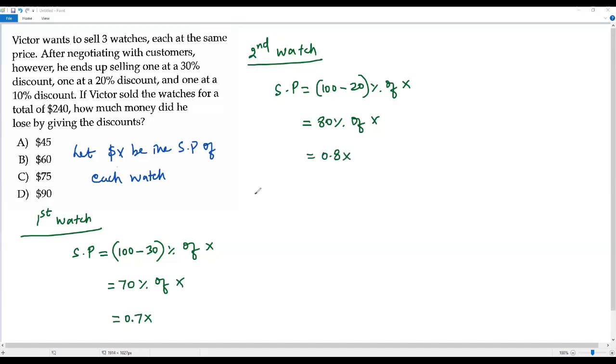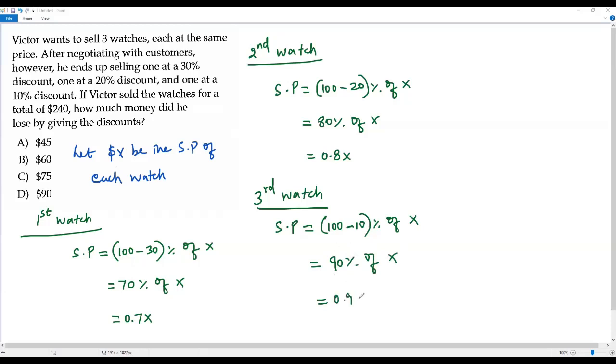Okay, now let's find the selling price of the third watch. For the third one, it has been given a discount of 10%. That is, we have to decrease the selling price of the third watch by 10%. So subtract 10 from 100% of the actual price of the watch, that is X. So 90% of X. So 90% will become 0.9. Of means times, X, 0.9X. Okay, now I have the selling price of the first watch, second watch, and third watch.